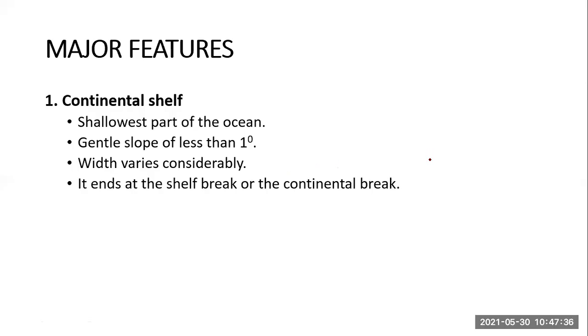It is the shallowest part of the ocean, having a gentle slope of less than 1 degree, and the width varies considerably. So first of all, you can draw this picture so that the different areas will have clarity. You can draw this picture.